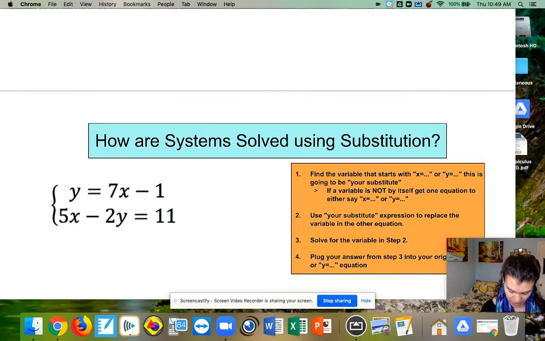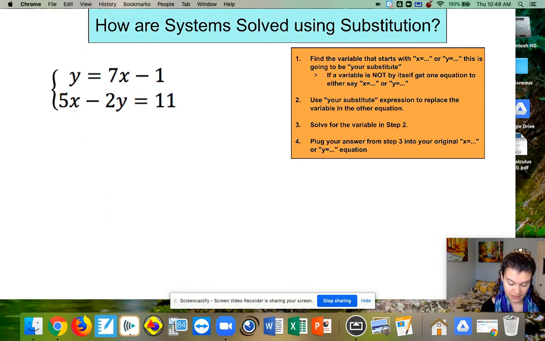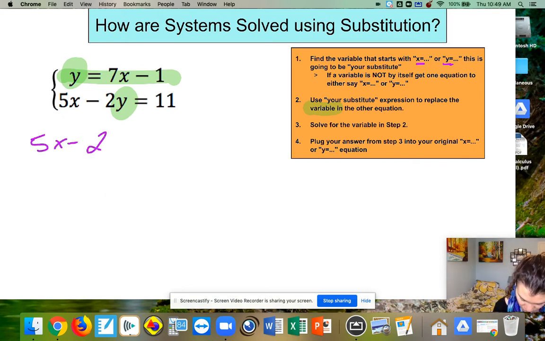So another example. Here we have y equals 7x minus 1, and then 5x minus 2y equals 11. So the first step here was find the one that starts with y equals or x equals. Well, that one's right here. Next step, substitute that to replace the variable. So we have a y equals, so I'm going to replace this y right here. If we do that, you get 5x minus 2, replace with our y, so 7x minus 1 equals 11.